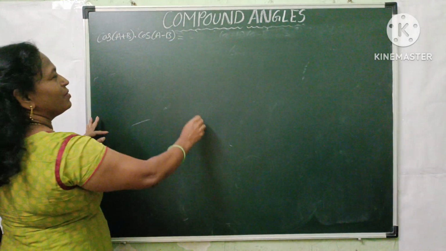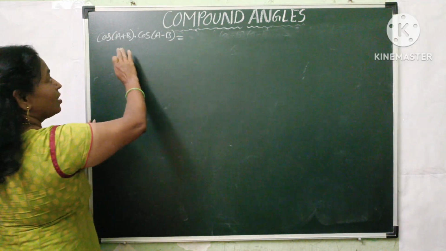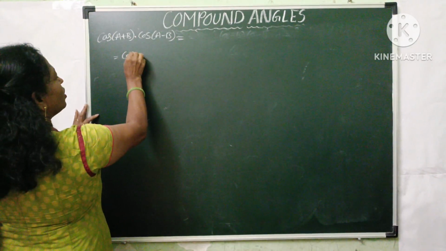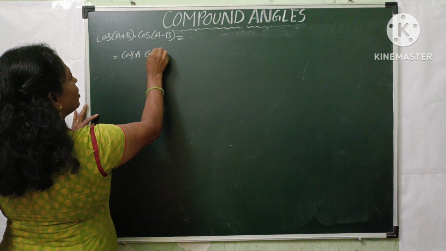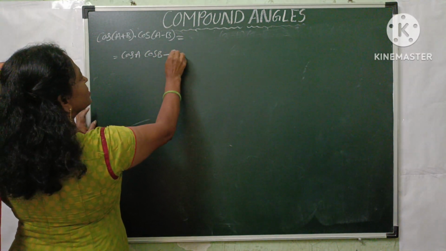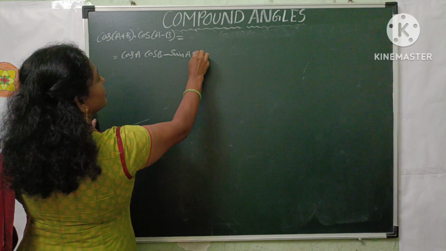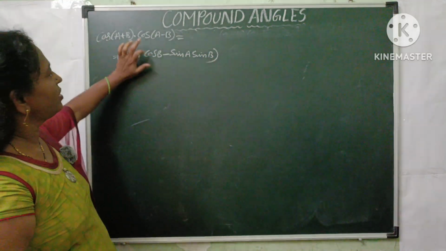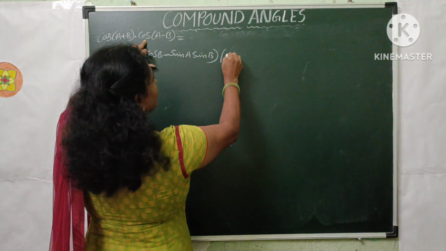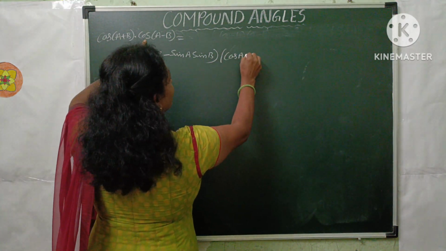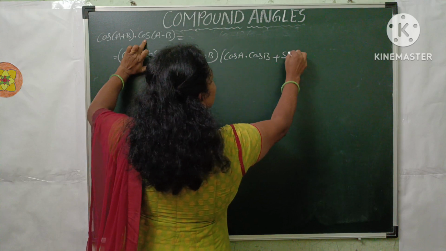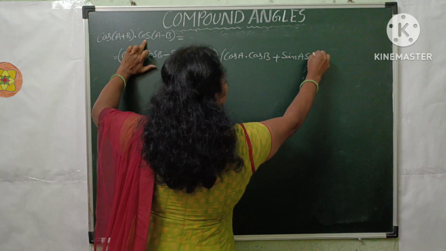These two formulas we have to find. This cos(a+b) we already proved. What is that? cos a cos b minus sin a sin b. This is the cos(a+b) formula. Next, cos(a-b) is cos a cos b plus sin a sin b.